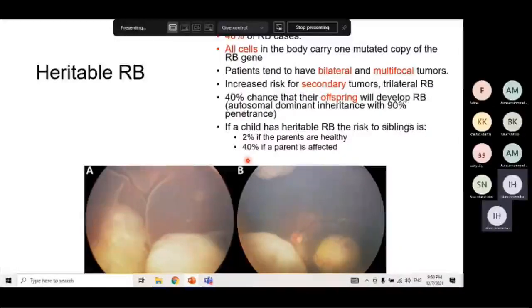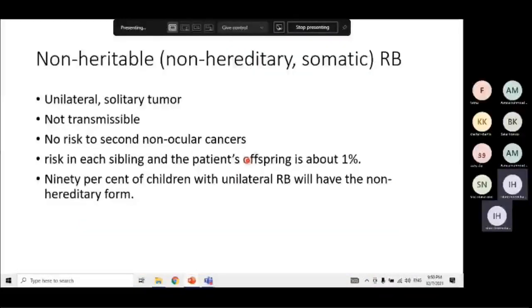Okay, I know it's difficult, but are you still surviving? Trying. Okay. The topic is difficult, but I'm trying to simplify it as much as I can so that when you read it in Kanski, it will be easier for you. The other form: if affected it will be 50%, if not affected what percentage? 2%. 2%, very low risk.